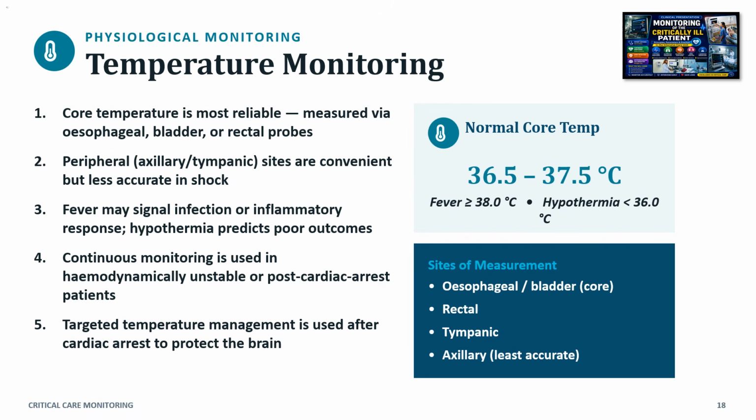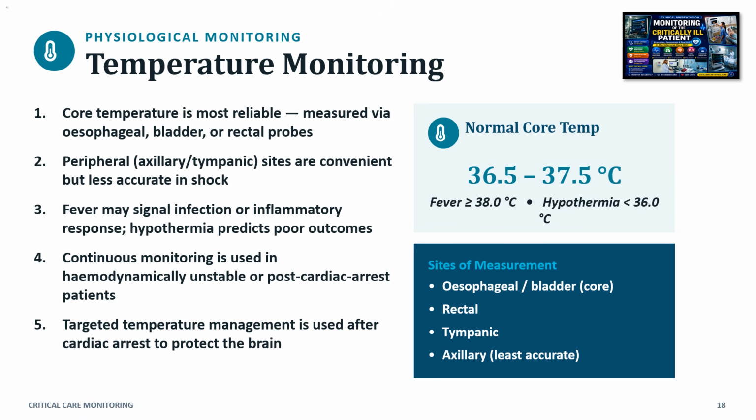Physiological monitoring. Temperature monitoring. 1. Core temperature is most reliable, measured via esophageal, bladder, or rectal probes. This gives the closest estimate of true body temperature as it measures internal organs. 2. Peripheral, axillary, tympanic sites are convenient but less accurate in shock. This is because poor peripheral perfusion in shock makes skin and surface readings unreliable.